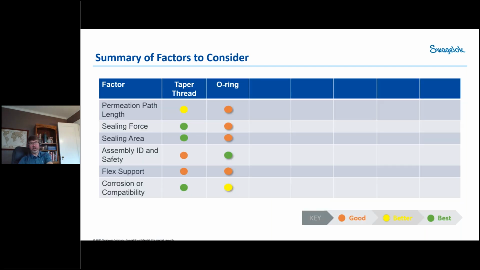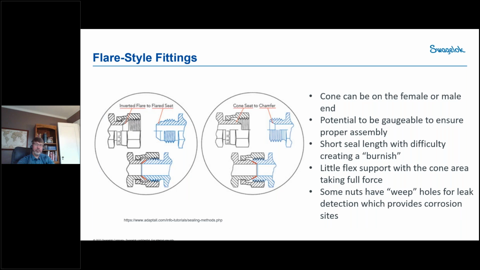So when we look at this one, really what they improved upon here is the assembly identification. So that went from orange to green, but this design really had some downfalls, some negatives in other areas like sealing force, permeation distance, and sealing area. It still doesn't help with the flex support. So it's not the most ideal design.